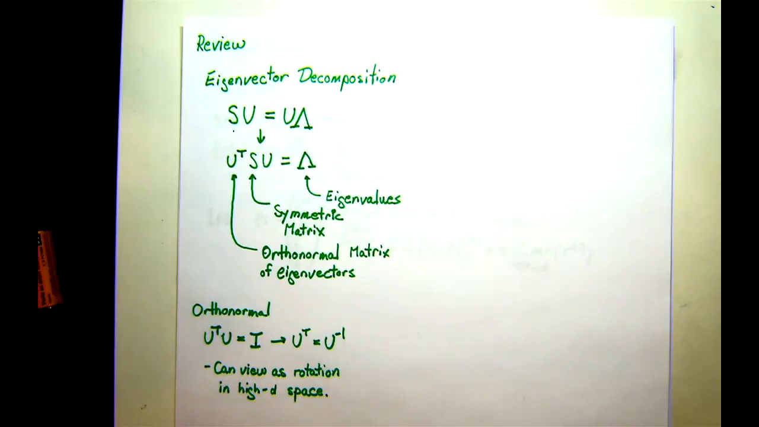And in a high-dimensional space, you can view anything that's orthonormal as a rotation of that space. So you take all the vectors in that space and you rotate them somehow. It doesn't rescale anything. It doesn't translate in any way. It's just a rotation.